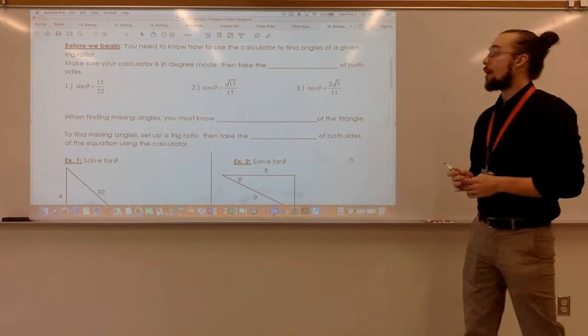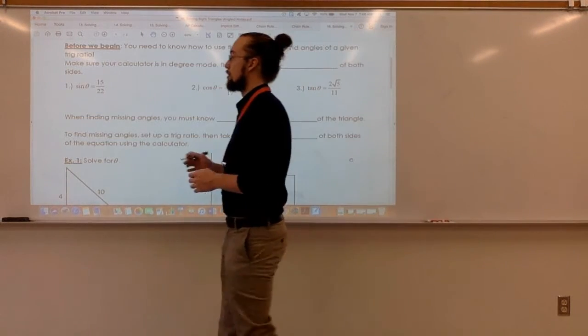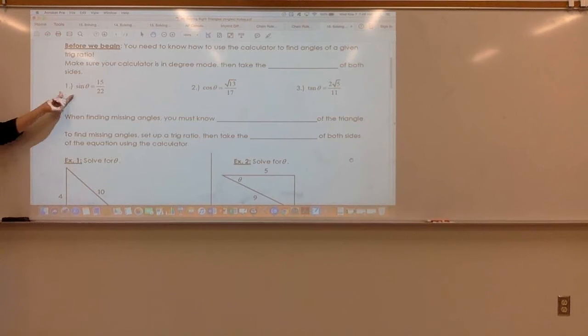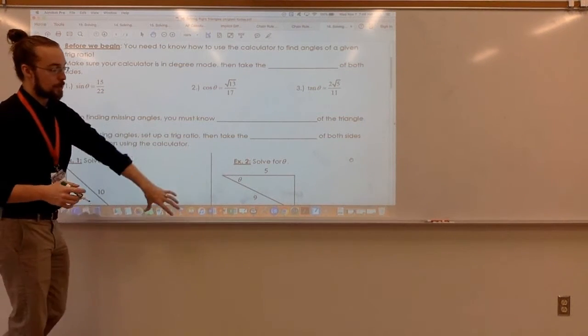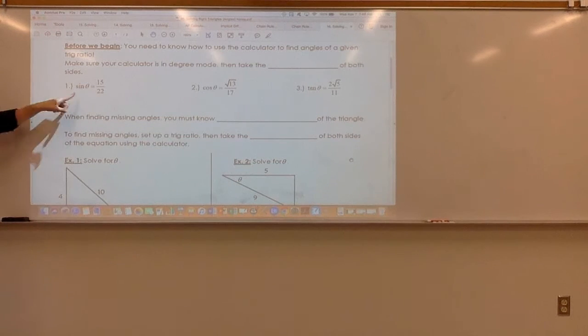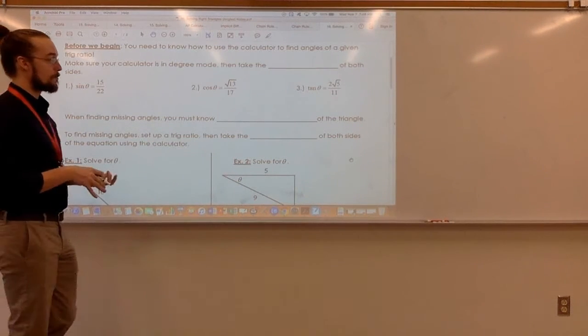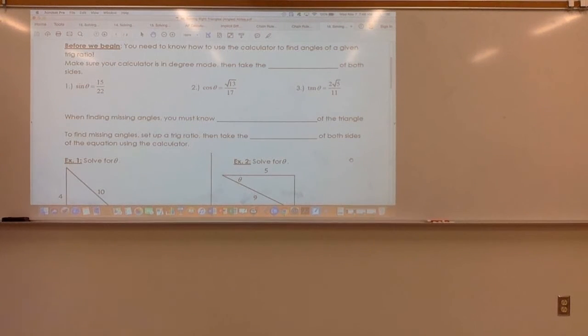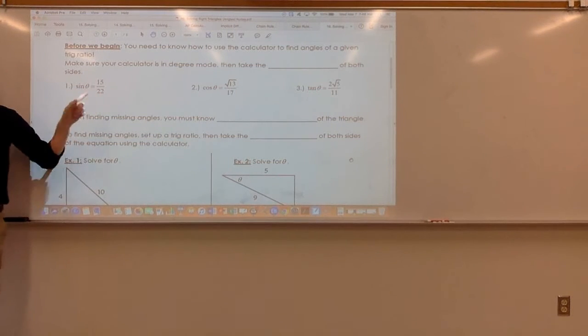Okay. So now, we're going to look at something like this, where we've got sine of theta equals 15 over 22. When we set up our equations, we're going to end up with things that look like this. This looks a little different than what we have been working with. Now what I'm going to try to solve for is theta, the angle. I'm not trying to solve for a side anymore.